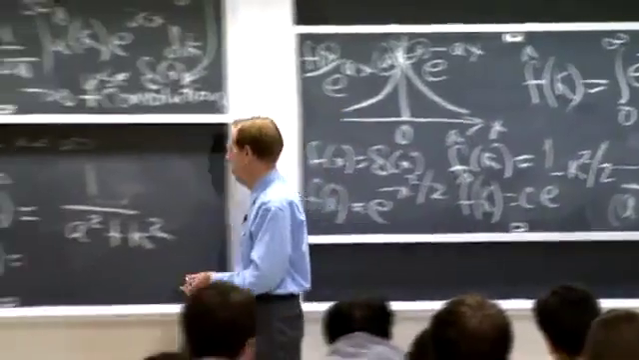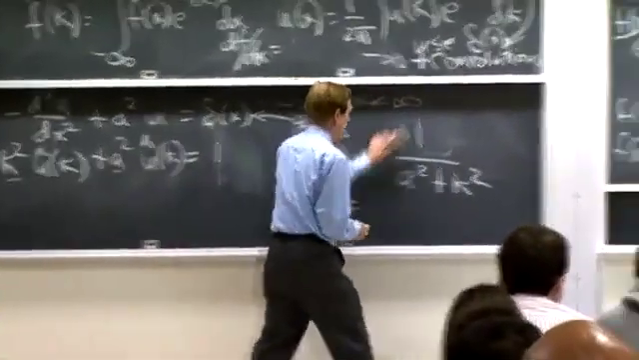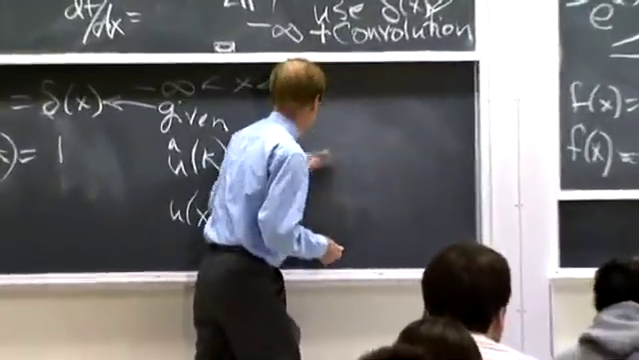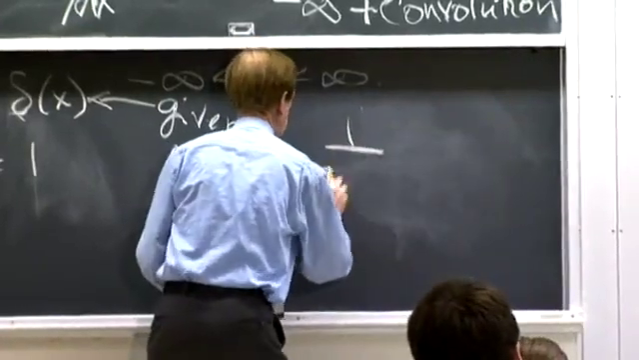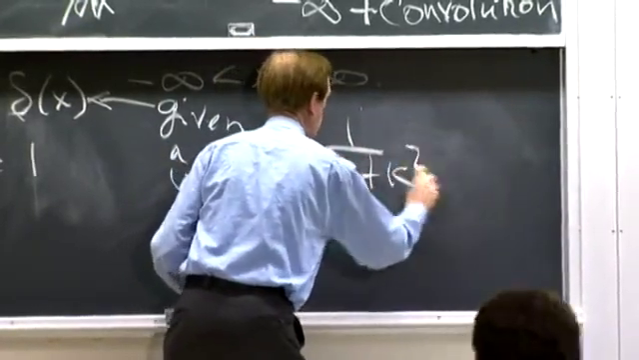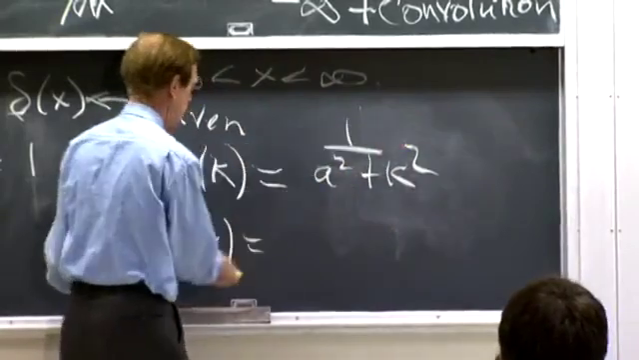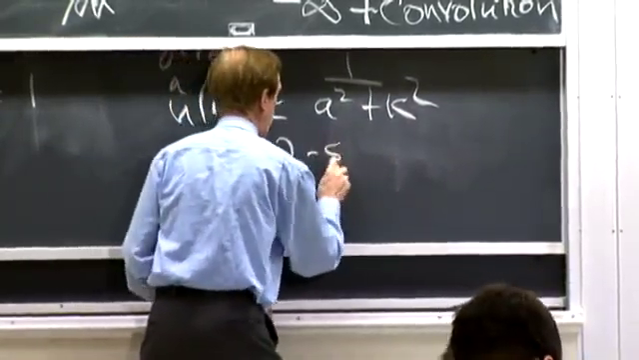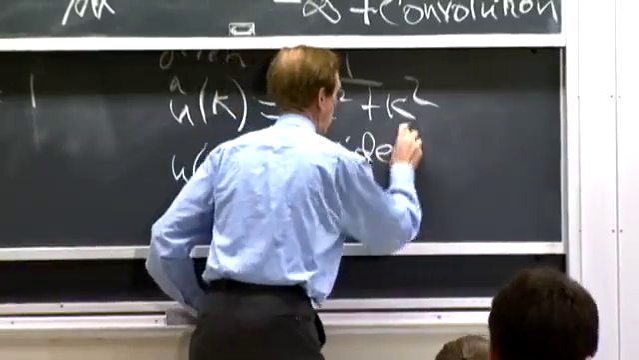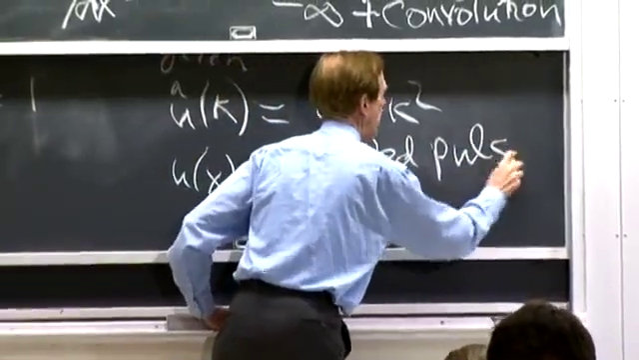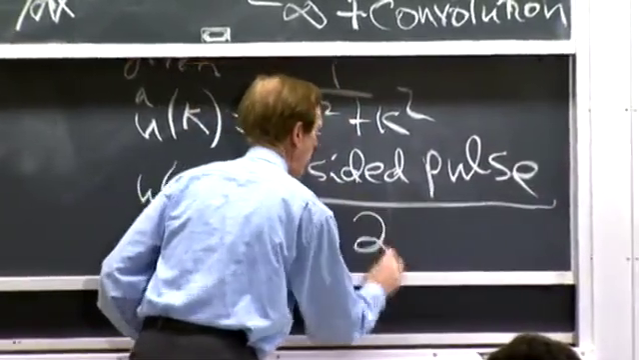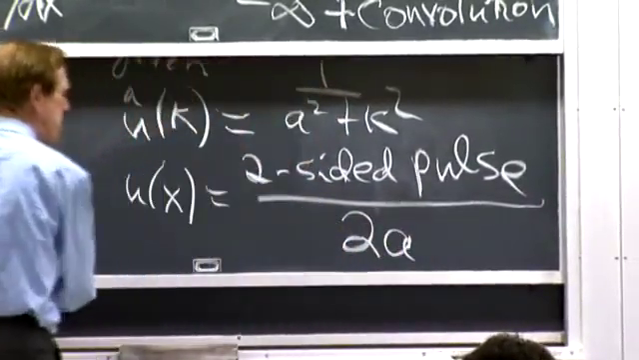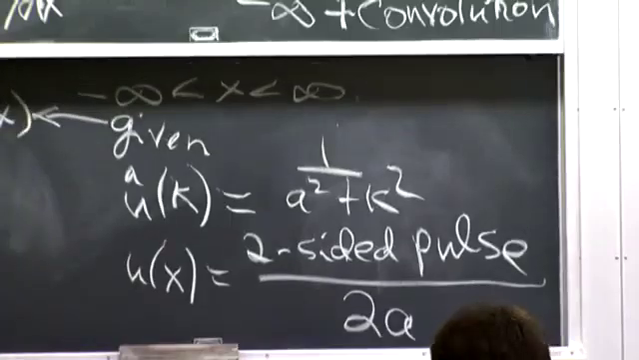So now we've got the answer. Let me just make a little more space here. This was 1 over a squared plus k squared. And now, having seen that already, I just say, yep, that must be it. It's the two-sided pulse, and I have to divide by 2a. Do you see that that's the correct answer?